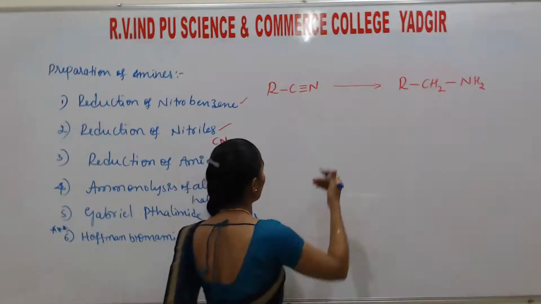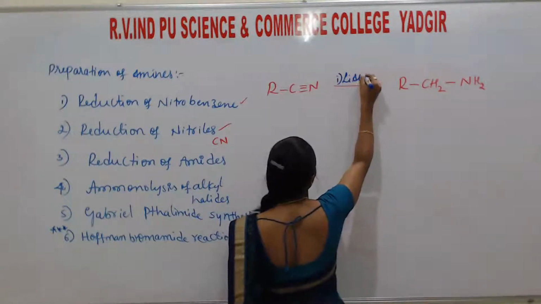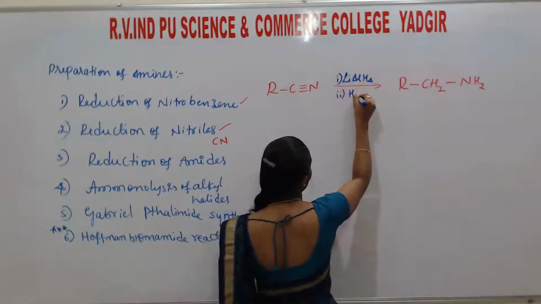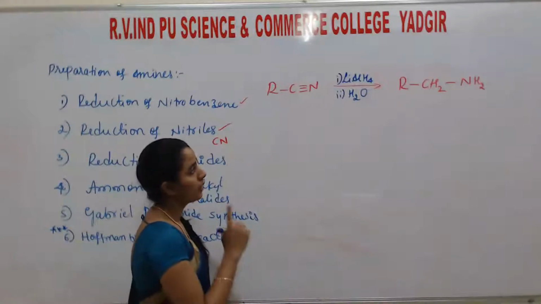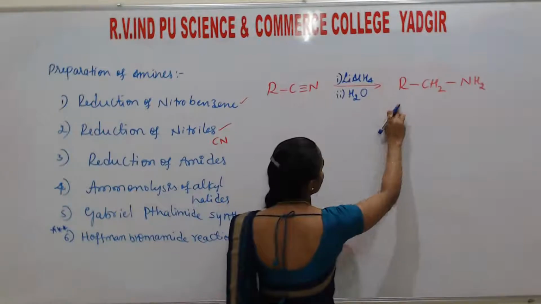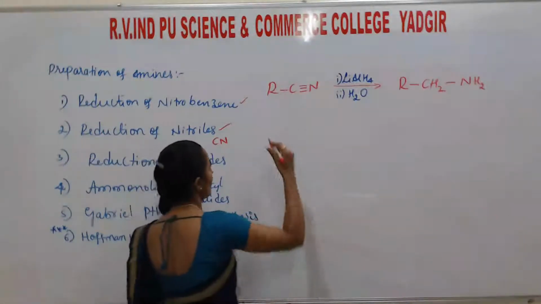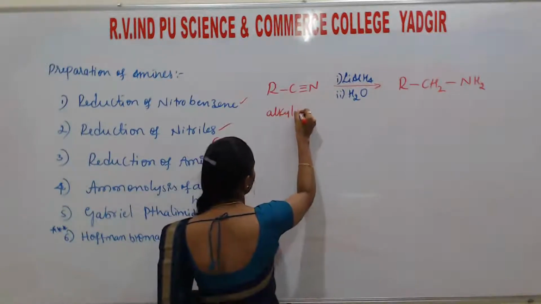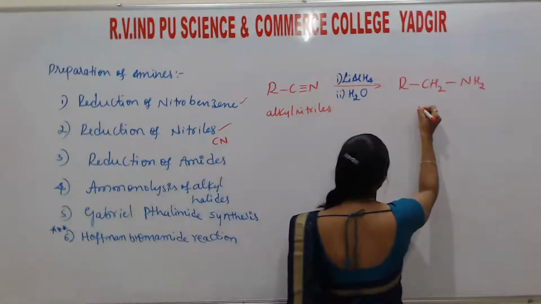So what are the reaction conditions here? To add this, lithium aluminum hydride is used, followed by hydrolysis. Lithium aluminum hydride followed by hydrolysis forms this amine. So students, this is a nitrile, or you may say alkyl nitrile, and this is the amine.